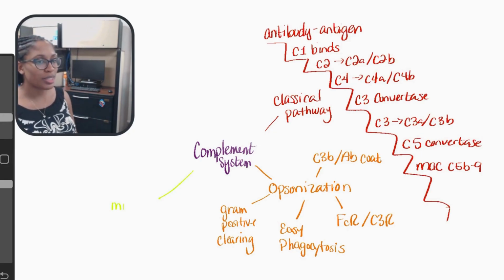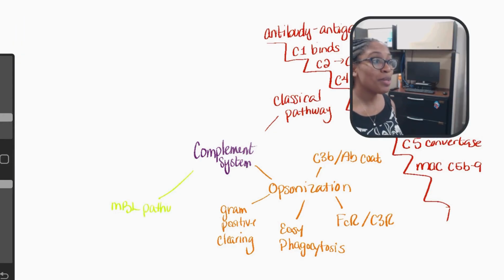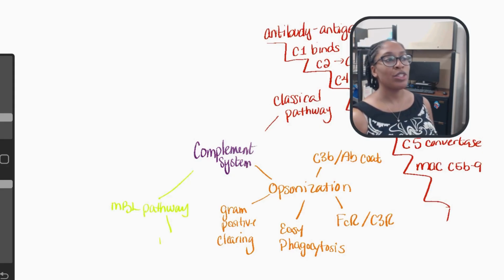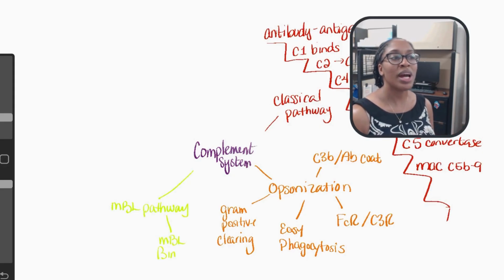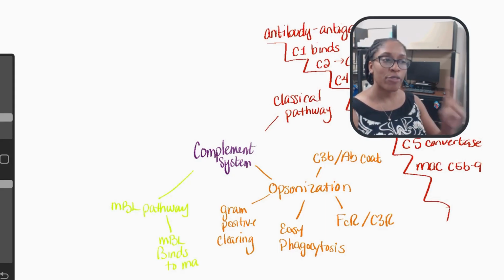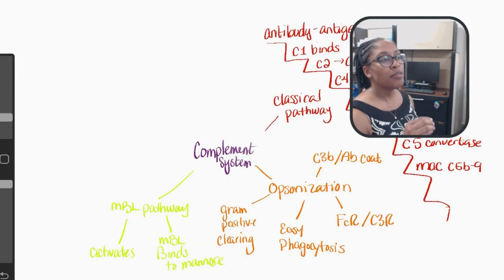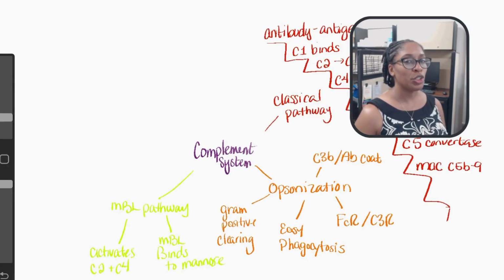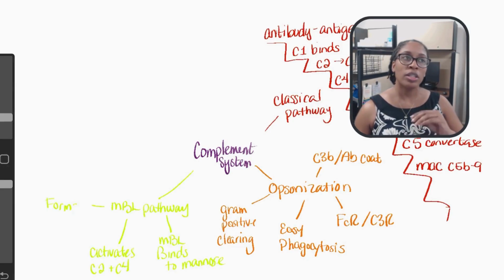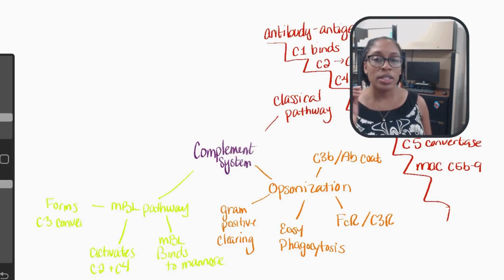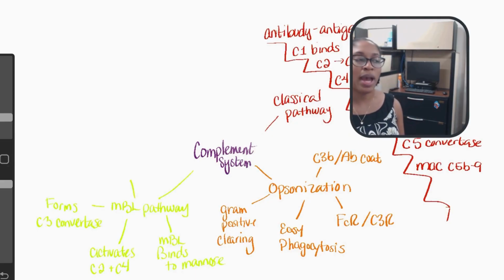This is particularly important for gram-positive bacteria, which cannot be lysed by MAC as easily, but can be efficiently cleared through phagocytosis. The complement system also has two additional pathways that don't rely on antibodies. The first one is the mannose binding lectin pathway that's activated when MBL binds to mannose that's on the surfaces of microbes. The second one is the alternative pathway.